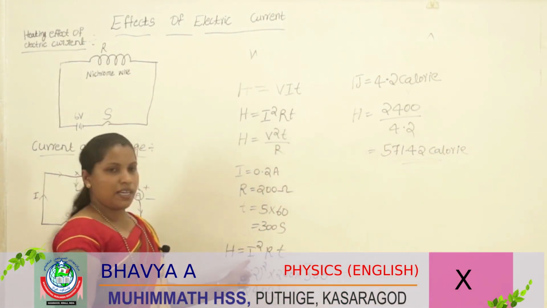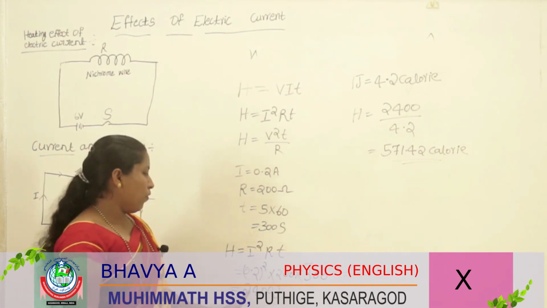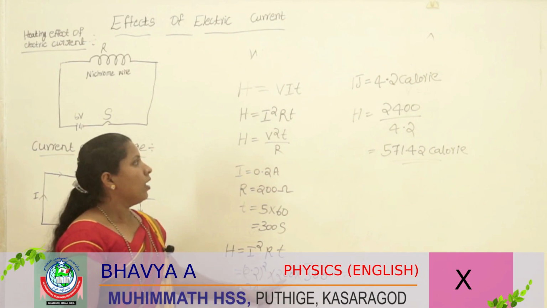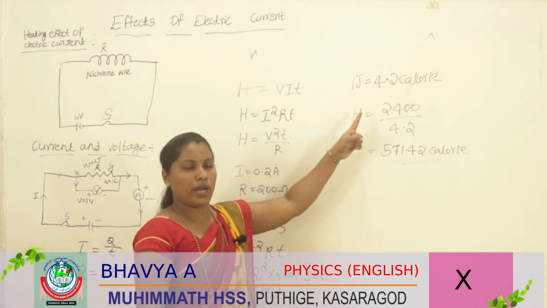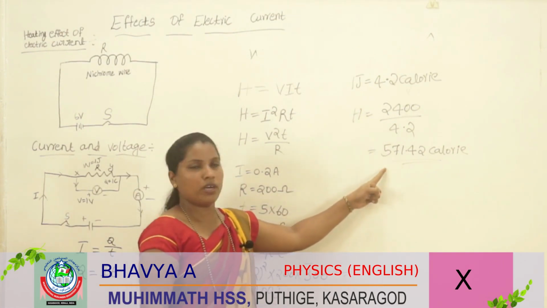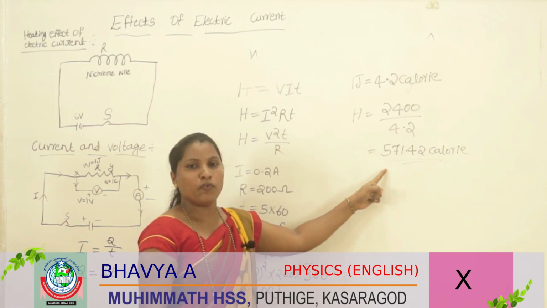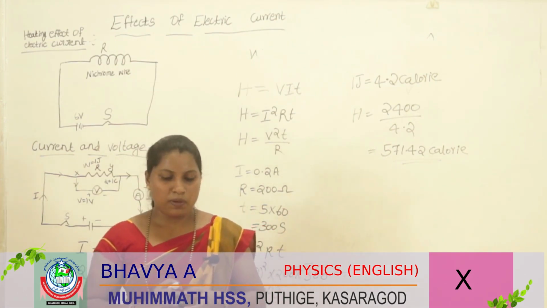Here for heat I square RT, the answer is 2400 joule. The unit of heat is joule. Then 1 joule means 4.2 calorie, so you should divide by 4.2. So you got 571.42 calorie. Similarly, again one problem is there.